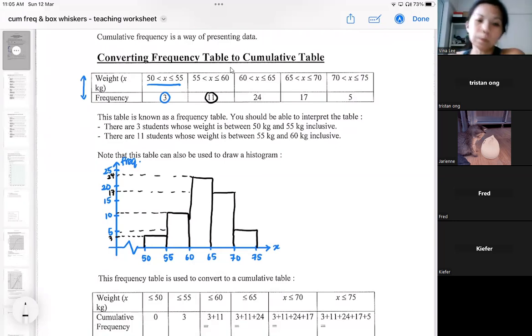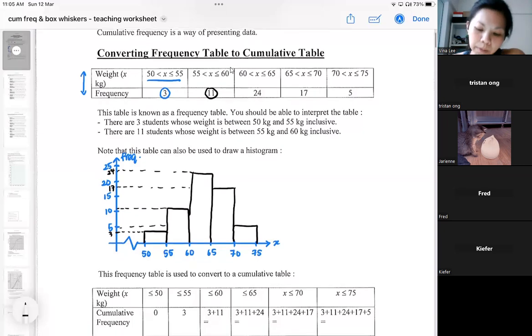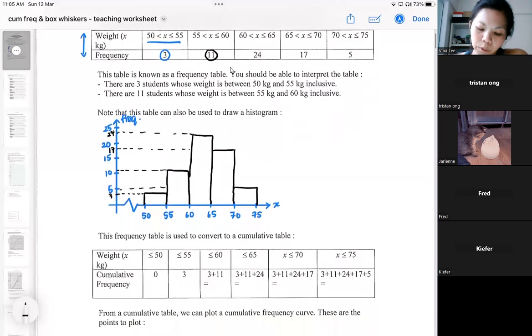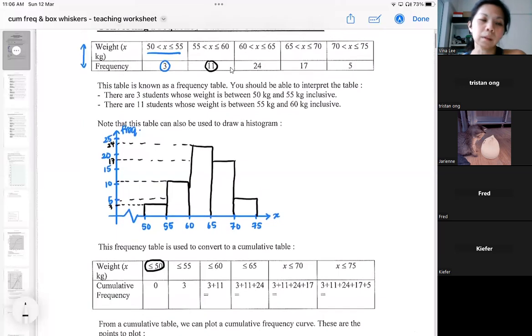Okay, so from this histogram, we're going to make it into a cumulative table. Cumulative means we keep accumulating. There's a reason why it's called cumulative. So for example here, how many students are less than or equal to 50 kg? Actually, I cannot tell because the data doesn't show me any students that are less than or equal to 50 kg. The lowest weight is 50. So that's why it's a 0.